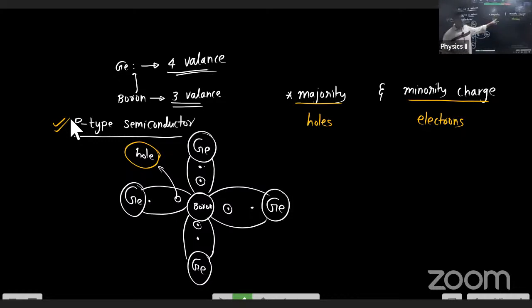What are the majority charge carriers in p-type semiconductor? Holes. What are the minority charge carriers in p-type semiconductor? Those are electrons. I hope you understood this p-type semiconductor. Let us move on to the next type of semiconductor. Again, I am considering the same thing, germanium. How many valence electrons are there? 4 valence electrons. Now this time I am adding an impurity of pentavalent atom.